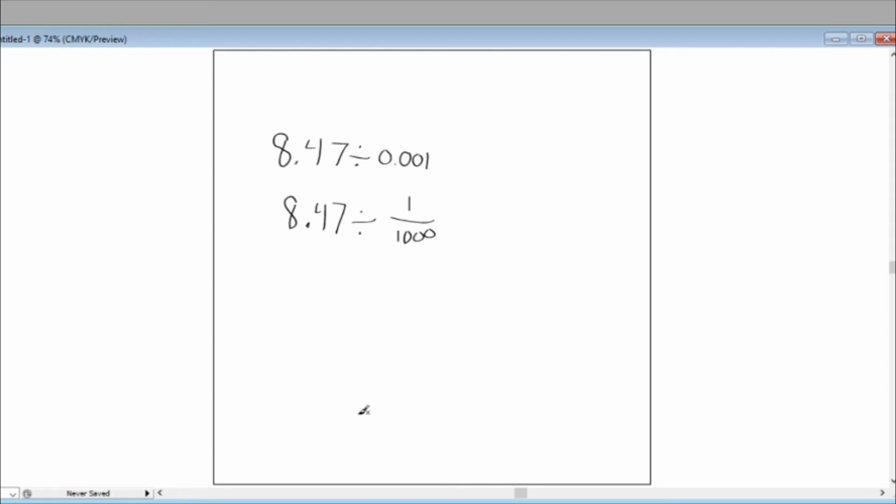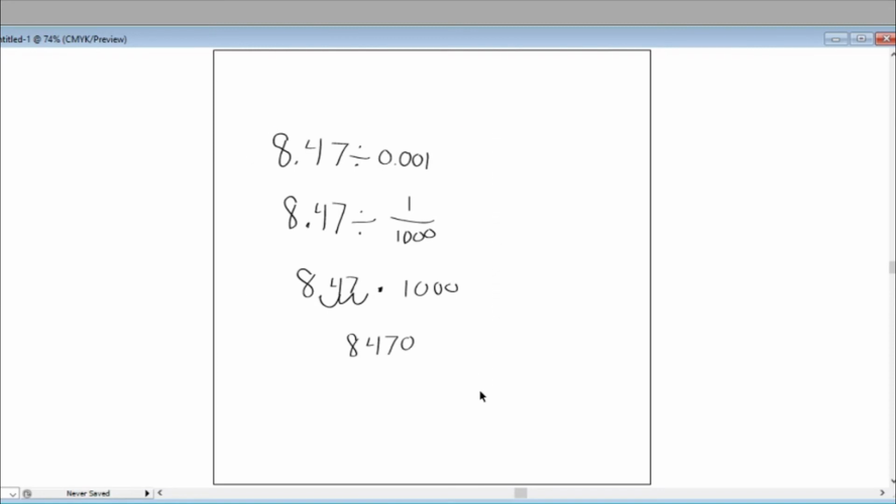Now, if you remember, when we divide by a fraction, we need to flip this thing. So this is going to become 8.47 times 1,000. And when we flip this fraction, this is multiplication. Okay? So really, this is now multiplied by 1,000. And like we said before, if we're multiplying by a power of 10, we move our decimal place to the right. And we're going to move it 3 times, one for each 0. So 1, 2, 3. So this becomes 8,470. There you go. Just as simple as that.